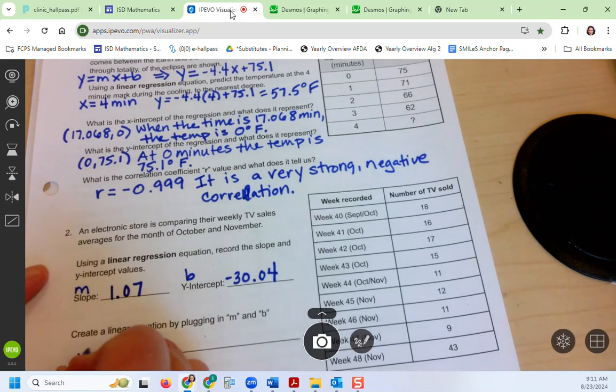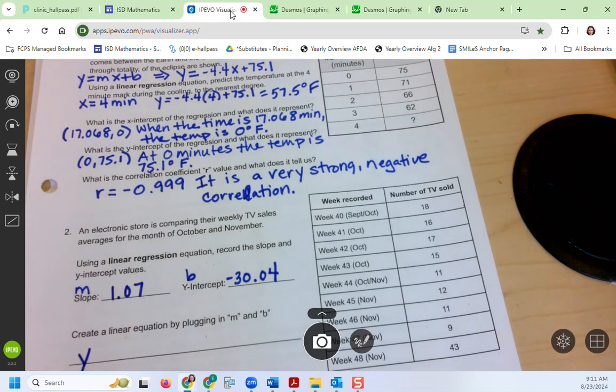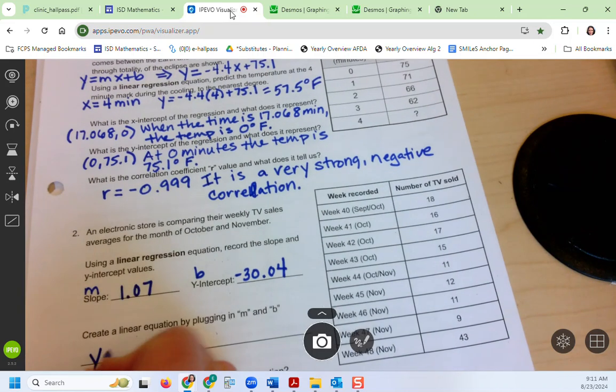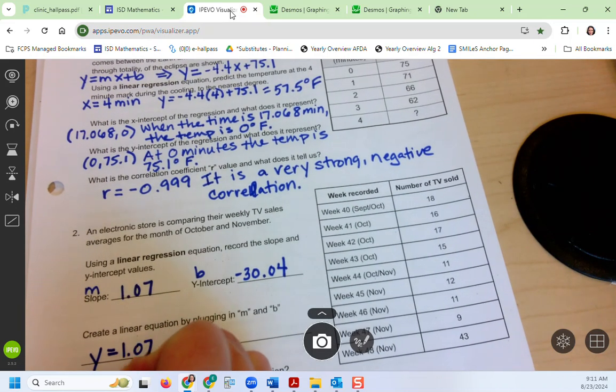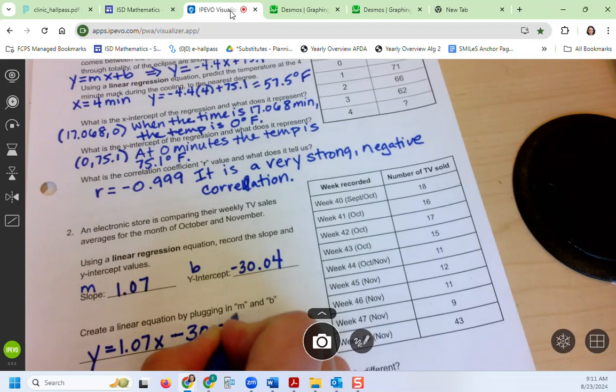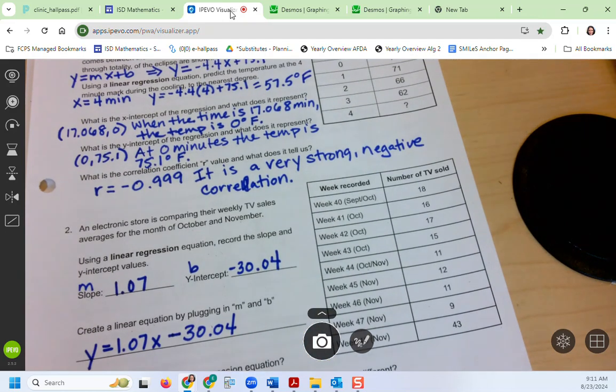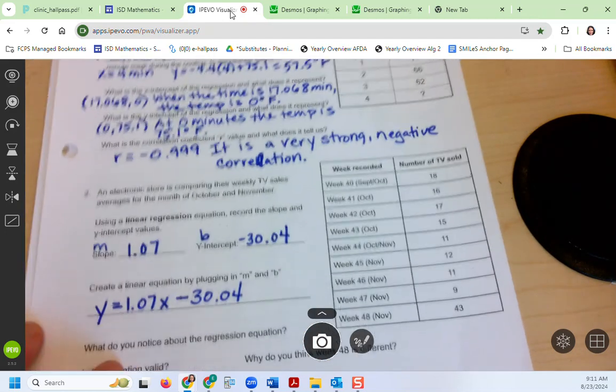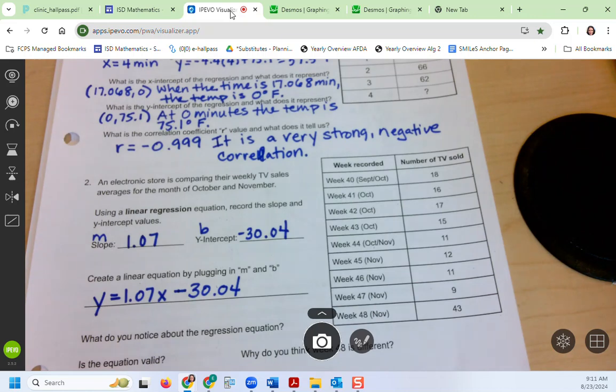Notice that when I write the equation, I don't write y1. y1 is just how I talk to Desmos. I write y equals. Instead of m, I'm going to put 1.07x plus, nope, instead of plus negative, I'm going to put minus. If you put plus negative, that's okay. Plus negative is the same as minus. So y equals 1.07x minus 30.04.